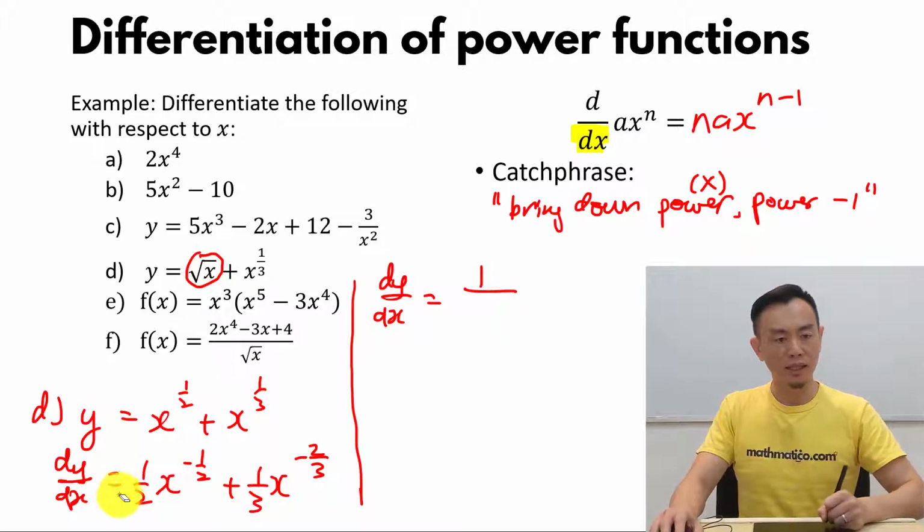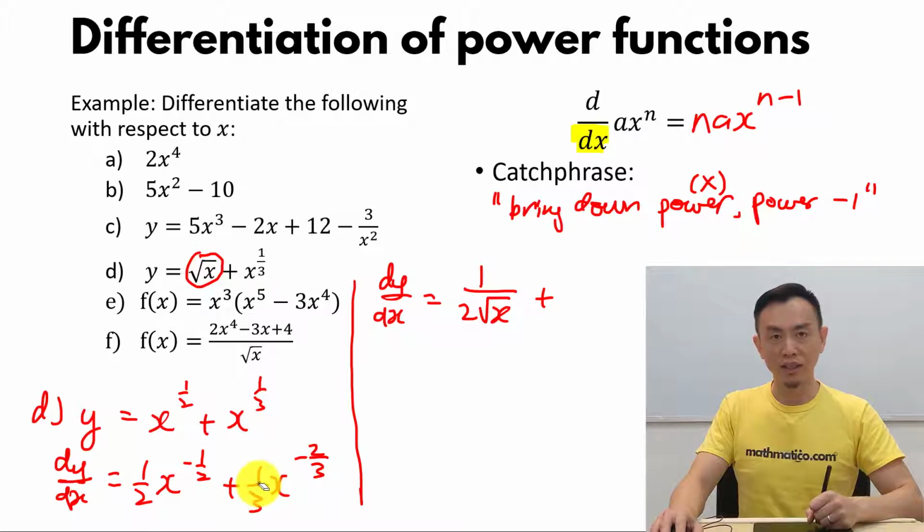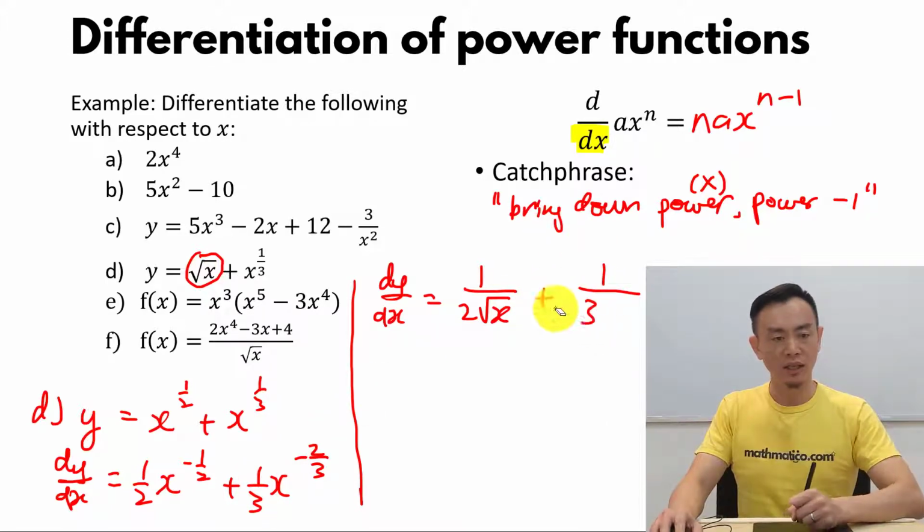Now, the 2 here is the denominator, okay? But x to the power of half in the denominator is square root of x in the denominator. Plus, we have a 3 in the denominator as well. So this is 1 over 3. X to the power of 2/3. This is x squared, taking a cube root, okay? So this is the cube root of x squared.